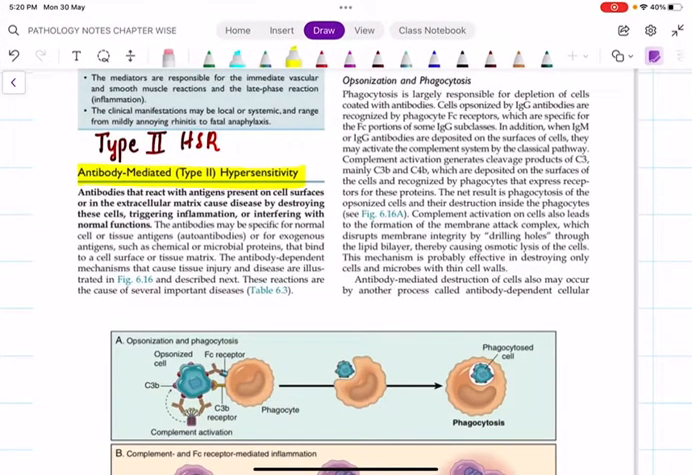Okay, welcome everyone. Now I am going to discuss type 2 hypersensitivity reaction. I hope you are clear with type 1 hypersensitivity reaction. I have discussed type 1 hypersensitivity reaction in detail. Fine. What is type 2? It is also called antibody mediated hypersensitivity reaction.